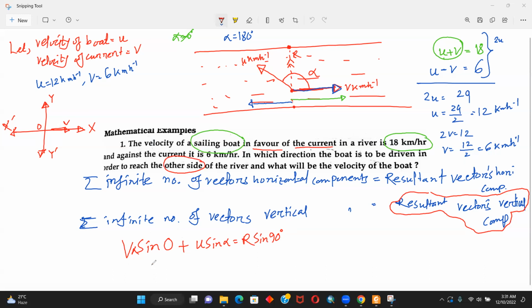All right, so what is the value for v sine 0? V sine 0 is V. No, after reading trigonometry for 2 years, sine 0 is always 0. All right, u sine alpha equals r. Sine 90 is 1.